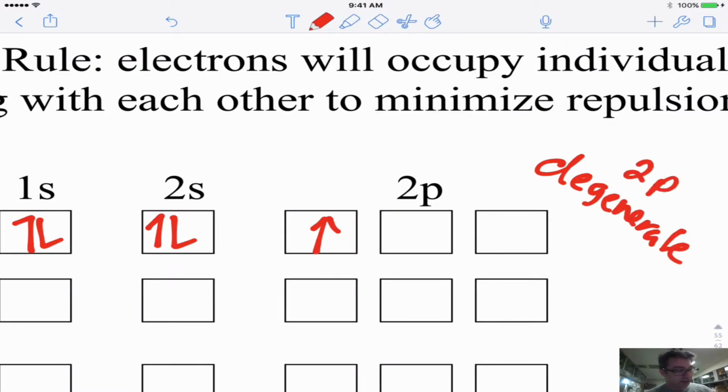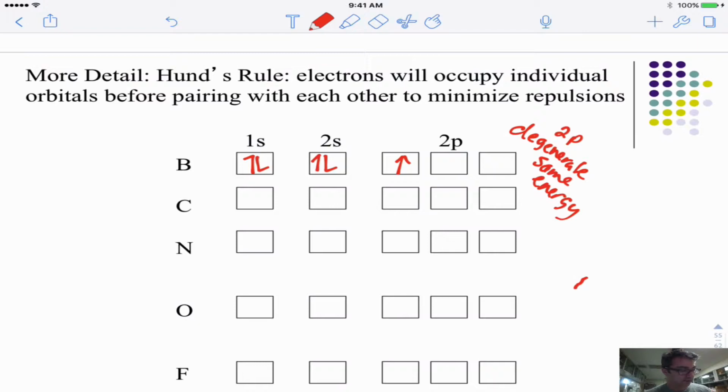So the 2p orbitals are degenerate. It means they have the same energy. But by convention, we start at the left and move right, just so that everybody doesn't go insane.